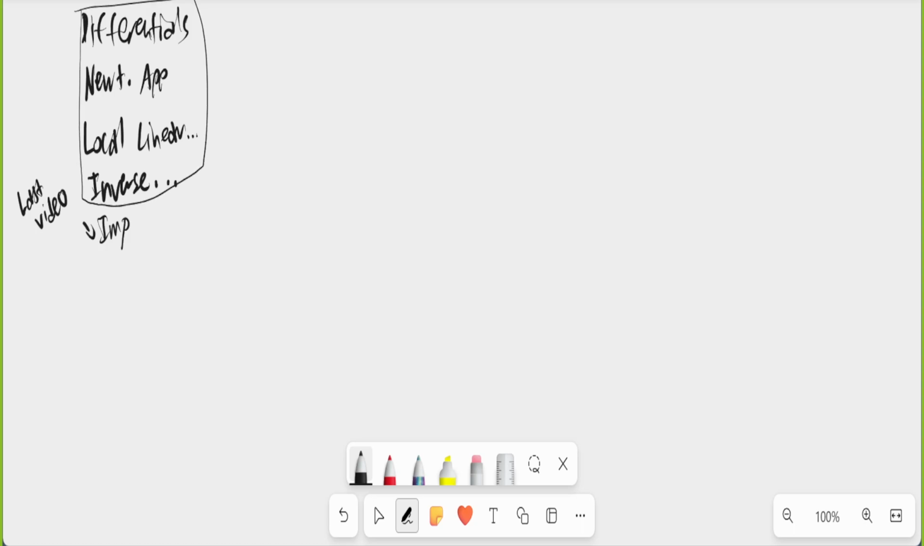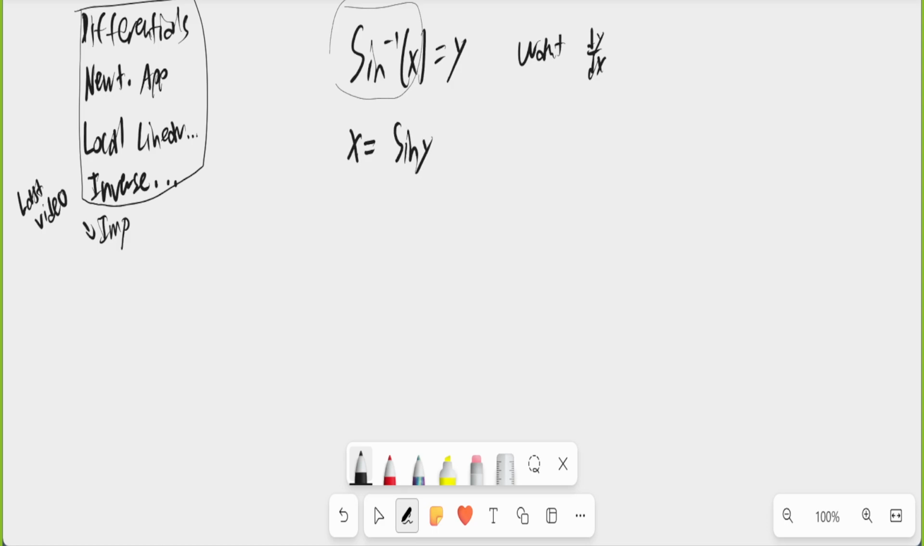Let's start with inverse trig right now. Let's say we want to find the derivative of inverse sine x. So y is equal to inverse sine x, and we want dy dx. We don't know the derivative of this directly, but we can manipulate it by taking the sine of both sides, so x is equal to sine y.